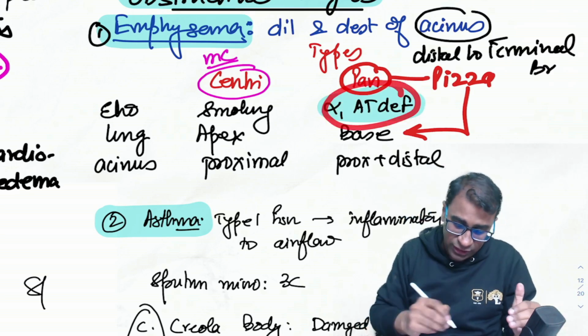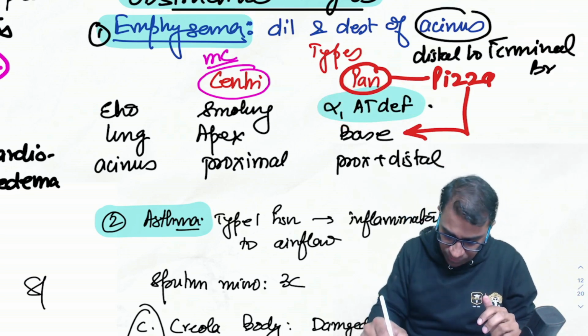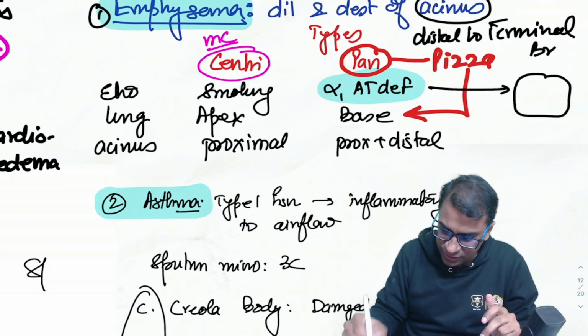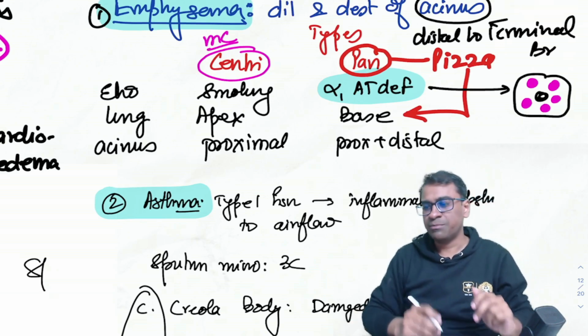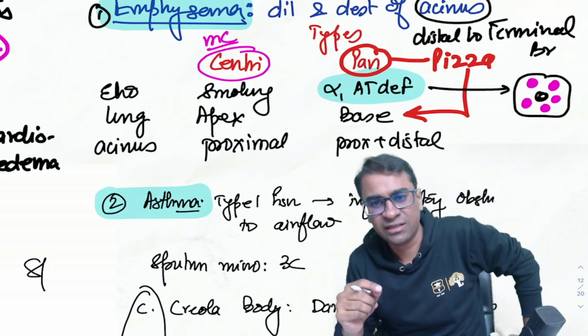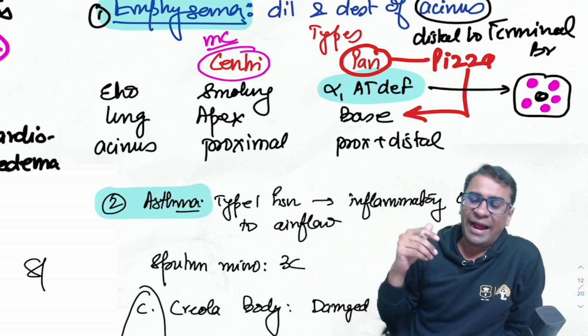This deficiency also causes disease in the liver. Please remember, in the liver. So if this is a hepatocyte, there will be PAS positive globules in the liver cells. These PAS positive globules in the liver cells are what you see in alpha 1 antitrypsin deficiency.